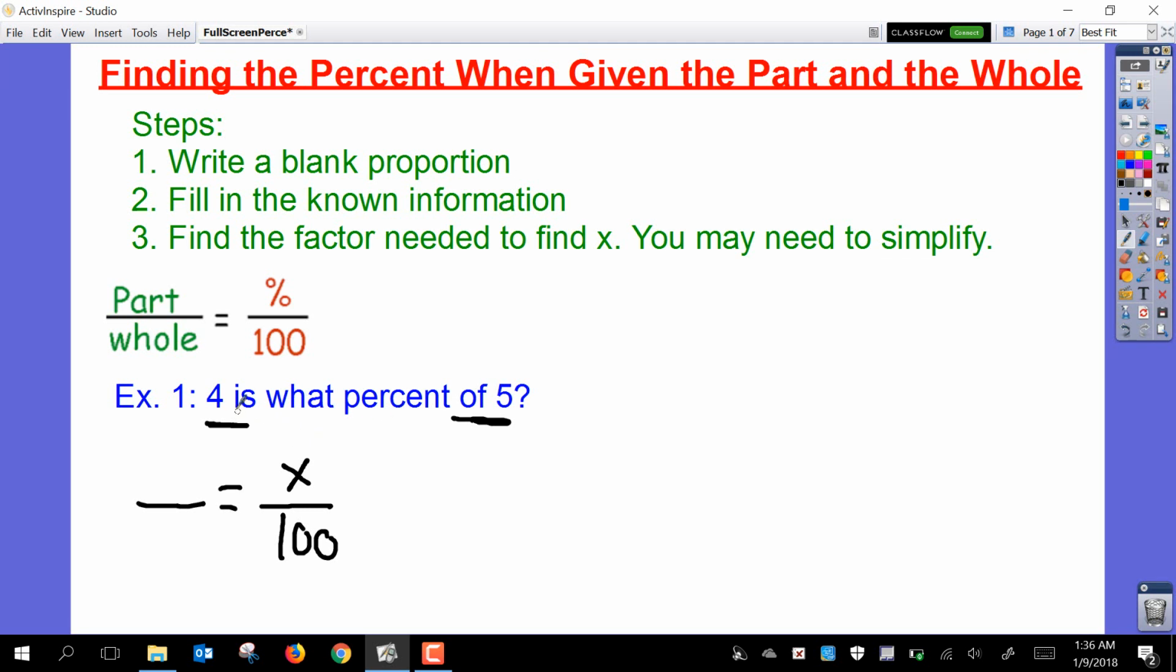Okay? So in this case, our is over of says that 4 is supposed to be on top. This is going to be our part. And 5 is on the bottom. This is going to be our whole.